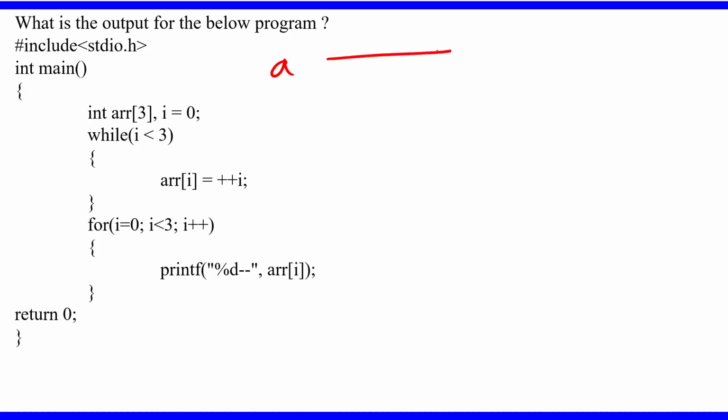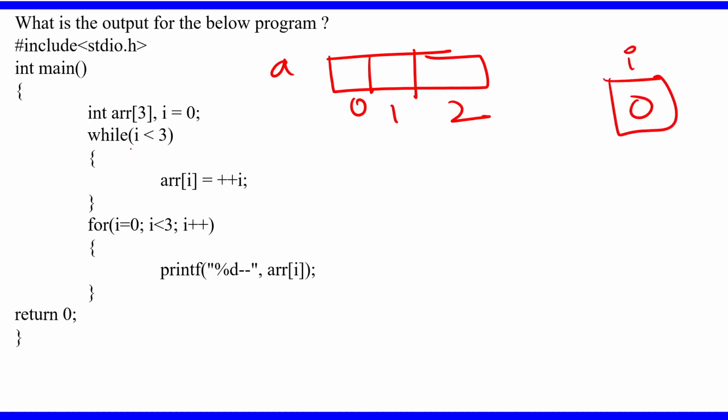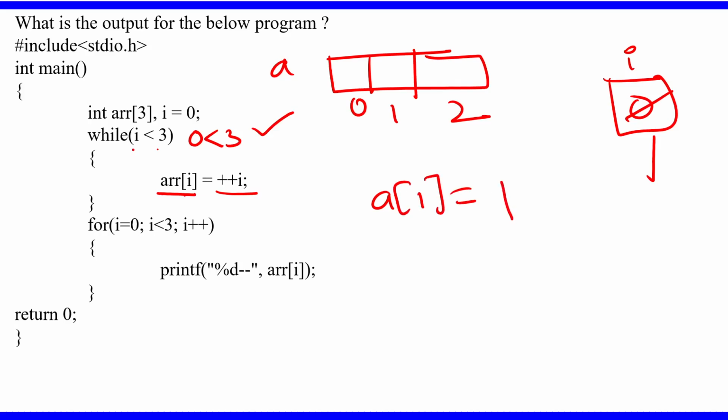See, array a has 3 memory locations 0, 1, 2, and i value is initially given as 0. While 0 less than 3, true. Come here, a of i equal to plus plus i. So first you do plus plus i, then assign that value here, right? So what is plus plus i? i value becomes 1. Now what is the expression here? a of i, so a of 1 is equal to 1. So this becomes 1, not 0. Be careful.